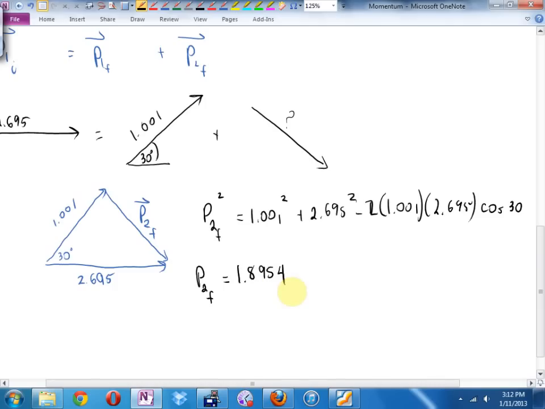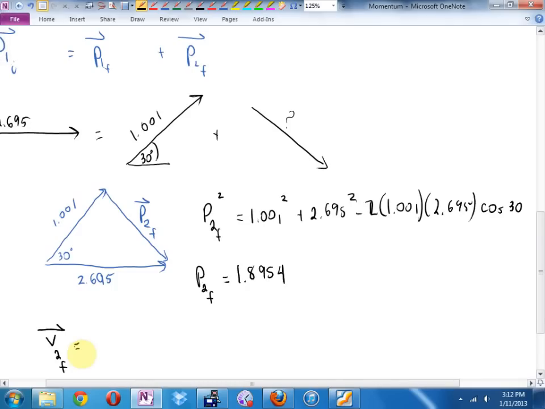If I'm being fussy, by the way, you'll notice I dropped the vector symbol on the momentum of object 2 final because I haven't attached a direction. That's my subtle way of reminding myself that on my next line, because they want me to find the velocity, I am going to write velocity 2 final, and I am going to deliberately add the vector, and that's to remind me, hey, don't forget to find an angle.